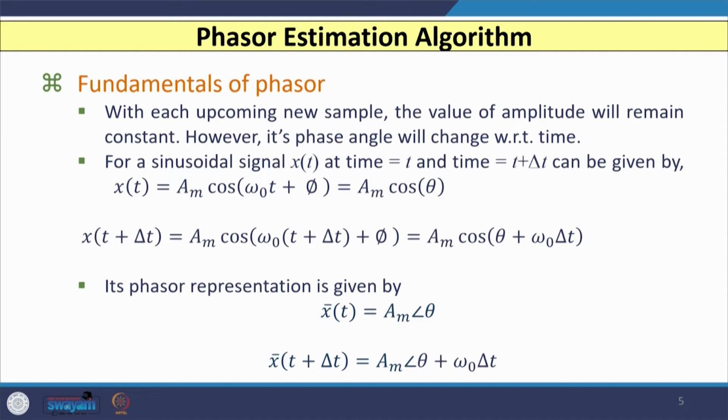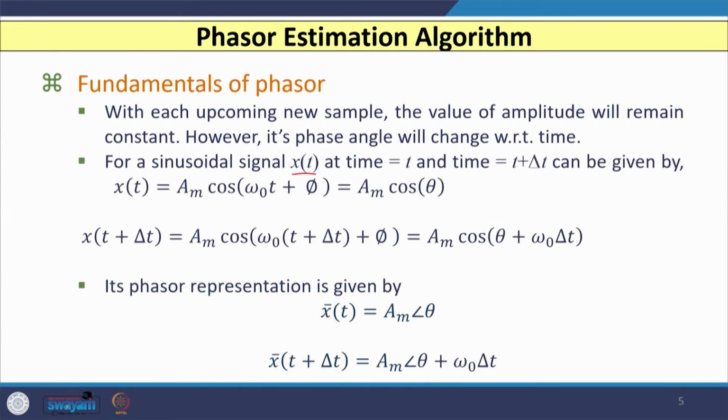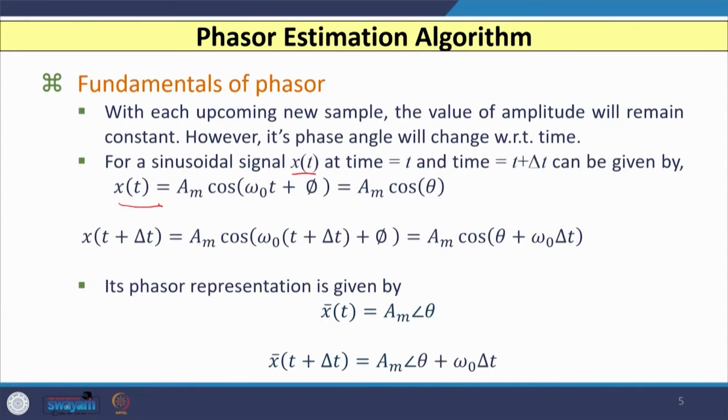To understand this, let us consider the same signal x(t) as we have considered earlier, given by Am cos theta(t) in equation 1. So, here if I take two different time instants, let us say in case 1 I consider time equal to t, then my x(t) will be Am cos(omega t plus phi), and omega t plus phi is nothing but theta. So, x(t) will be Am cos theta.